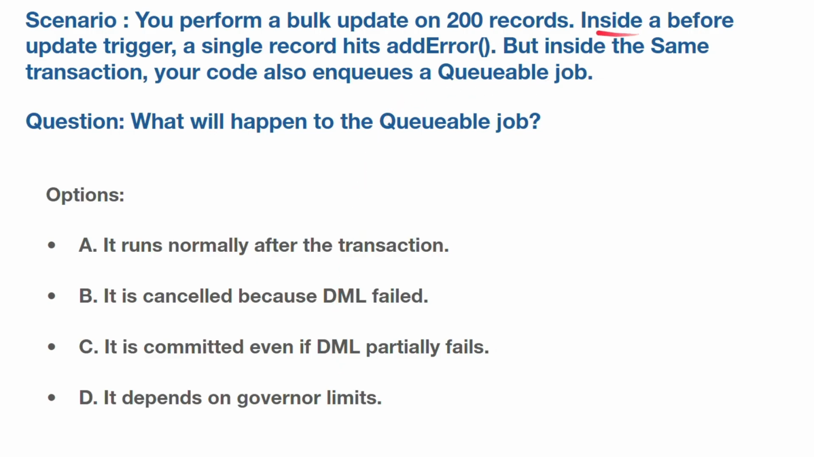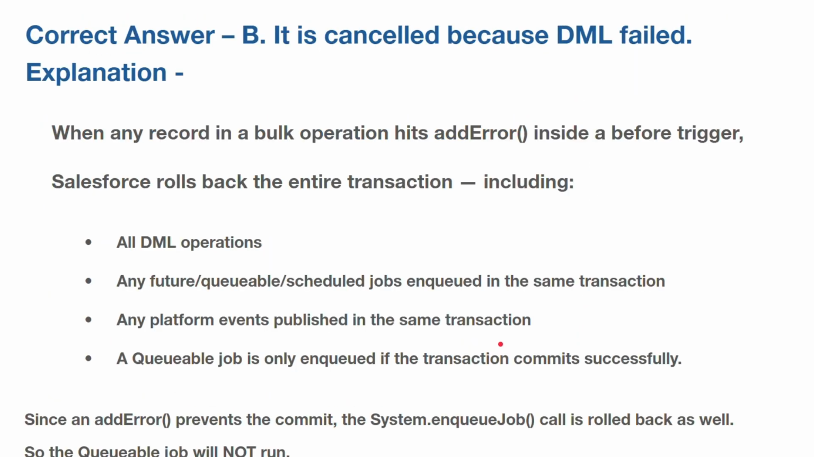For example, here the trigger and your bulk update is your parent process, right? So even if that is failing, even if that is rolling back, your Queueable is already committed to the system, so it will execute. People think like that, but this is completely wrong. The correct answer is B, it is cancelled because DML failed.